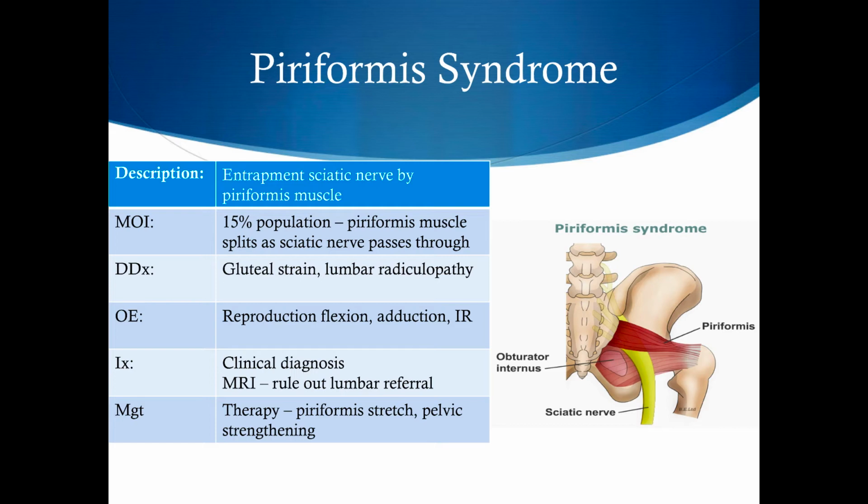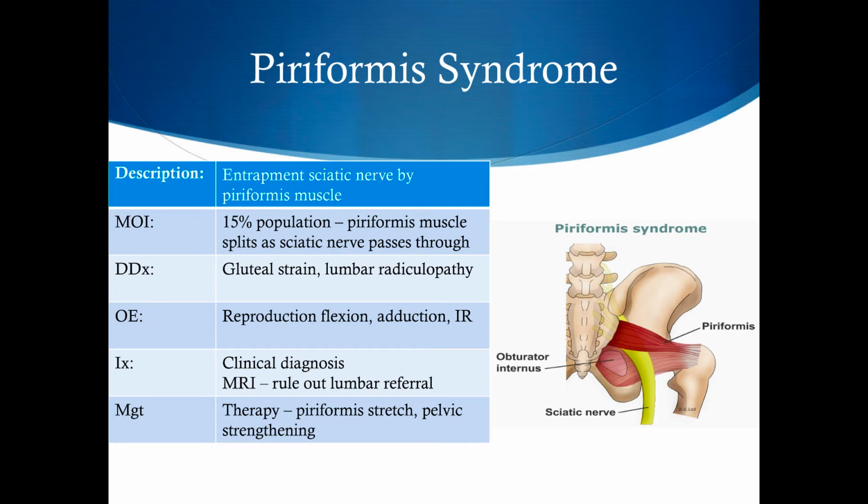overdiagnosed phenomenon. For true piriformis syndrome to be the case, it needs to be a radicular pain that goes down not just to the knee, but past the knee and down into the foot. So we need to be careful that we do not overdiagnose this. Differential diagnosis does include things like gluteal strain or lumbar radiculopathy. It may be reproduced with flexion, adduction, and internal rotation when you're overstretching the piriformis and causing compression on the sciatic nerve. It is a clinical diagnosis.